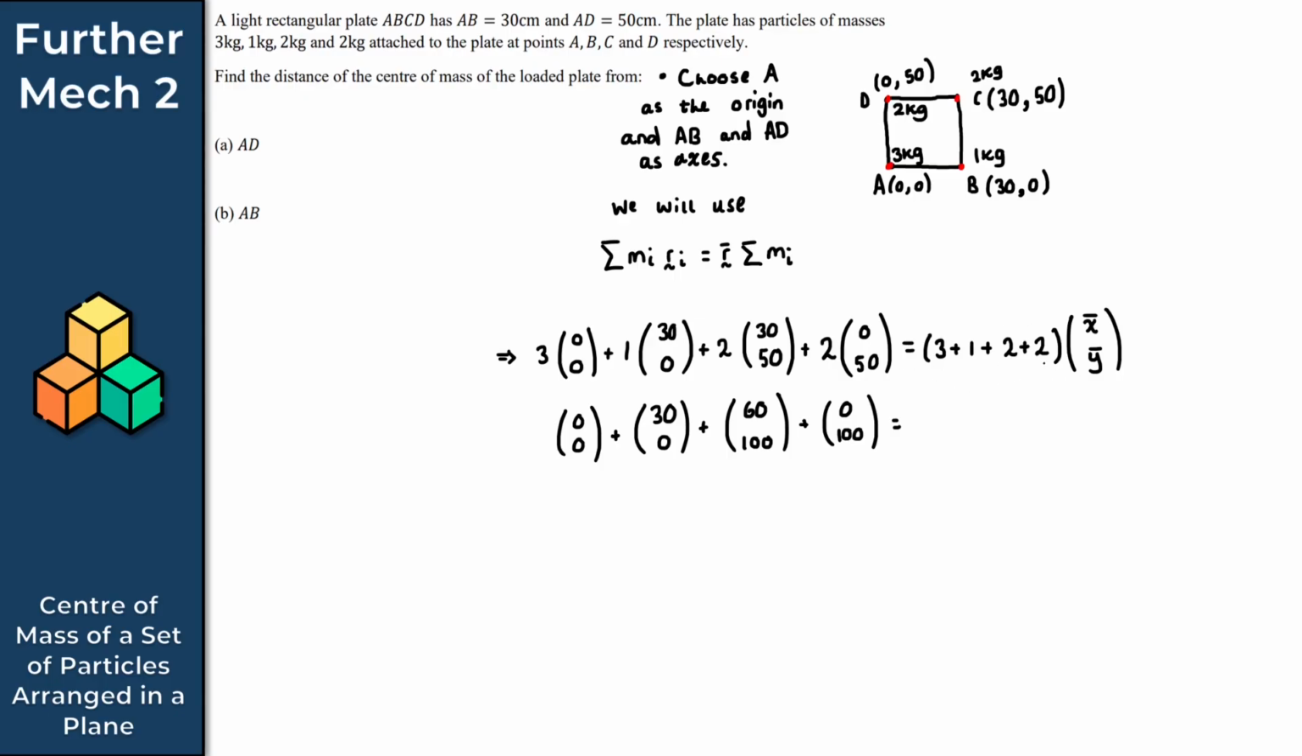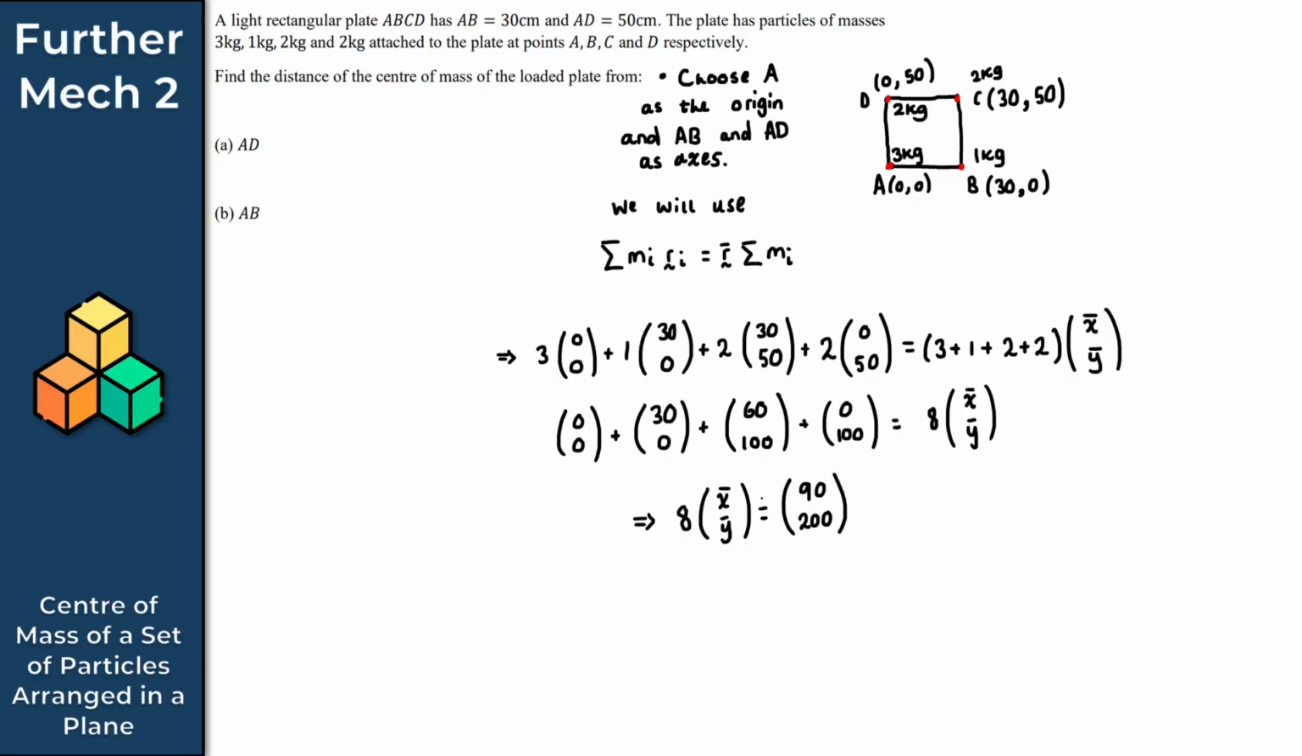3 plus 1 plus 2 plus 2. That just gives us 8 here. So we get 8 times (x bar, y bar). Okay. So again, one more time here, let's just simplify the left-hand side then. So 0 plus 30 plus 60 plus 0 is just 90. 0 plus 0 plus 100 plus 100 is 200. So what we've got here then is 8 times (x bar, y bar) is equal to (90, 200) here, just like so.